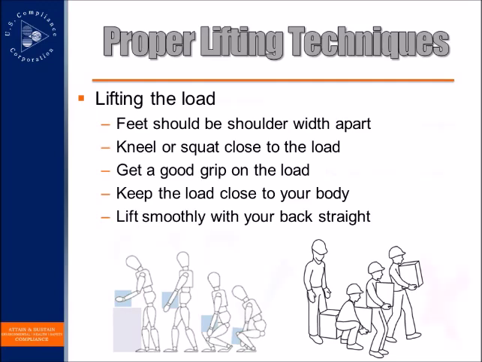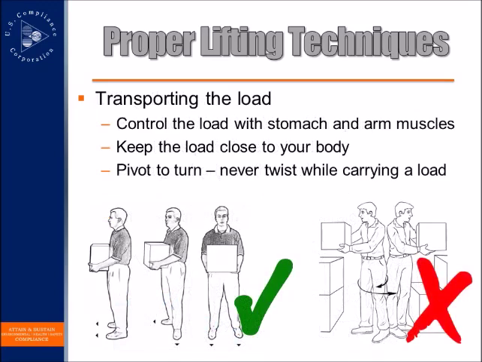Some things we want to keep in mind while transporting the load include we want to control the load with your stomach and arm muscles. If you recall earlier, we talked about proper conditioning and making sure that your core is toned. This will help reduce that risk. So we also want to keep the load close to your body, and you always want to pivot the turn, as you can see in the lower left-hand side of the slide. You never want to twist while carrying the load. It's basically causing your vertebrae to grind away at your discs, creating a weak spot, which could in turn result in a herniated disc.